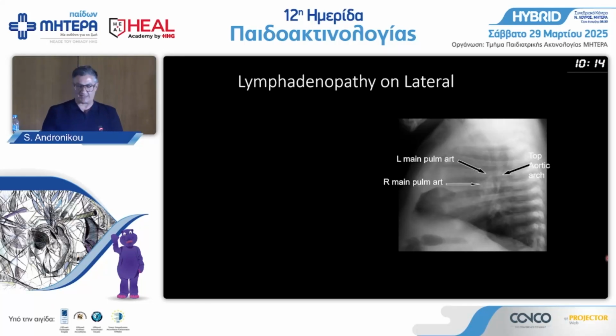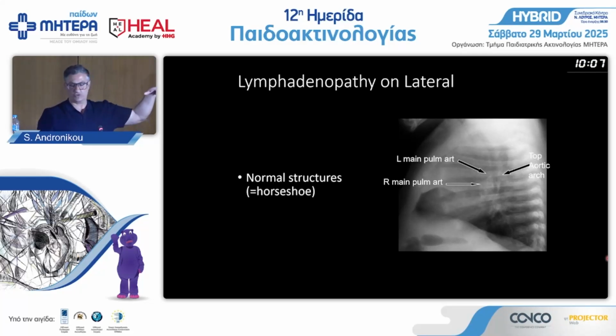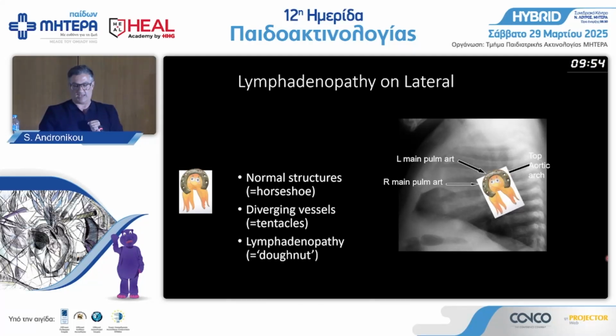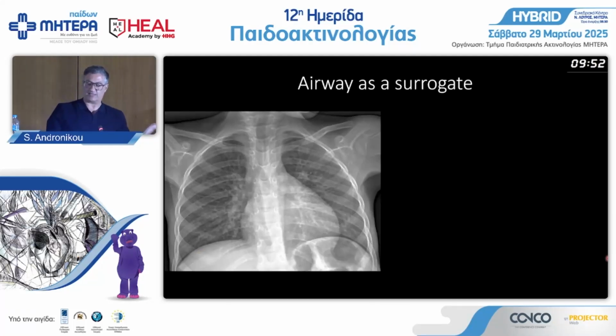So just to summarize that, that's the normal structures on the lateral. They make a semicircle, okay, or a horseshoe on top. So the aorta, the right main and the left main pulmonary artery, they all do a semicircle. Below that, you should just have vessels separating, okay? No masses, okay? And if you have lymphadenopathy, of course, it's a donut, and I've shown you that.